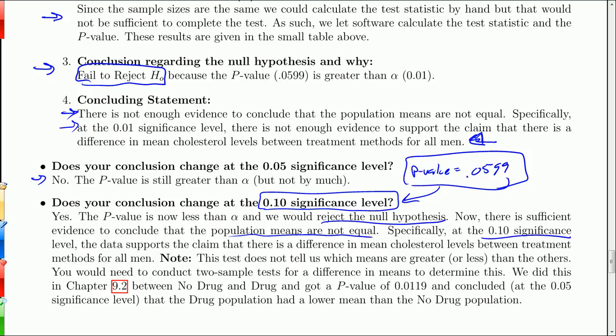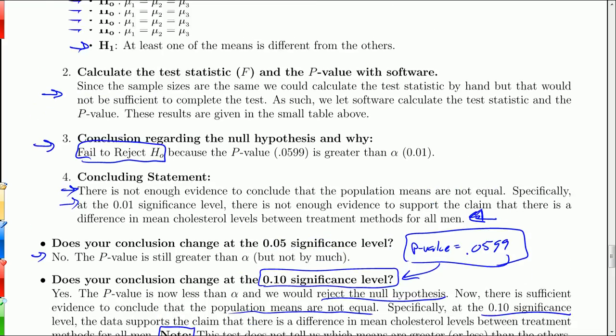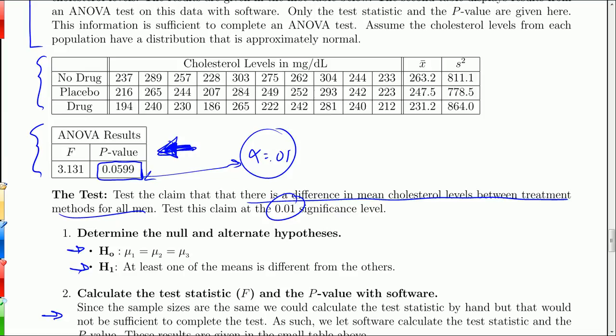There's a note worth observing. This test doesn't tell us which one is greater or less than the others. I mean, we can make a speculation here because we have the sample means. If we do come to the conclusion that there is a difference in means, that they're not all the same, you could say, well, it certainly looks like the no drug group is a lot higher than the other two. But in order to really make a claim about one being greater than the other, you have to go back and do individual t-tests between the two groups. And again, that's kind of risky because if you do too many of those, you increase your probability of a type 1 error.